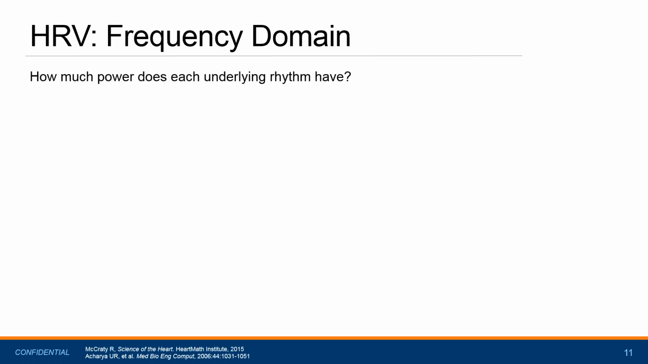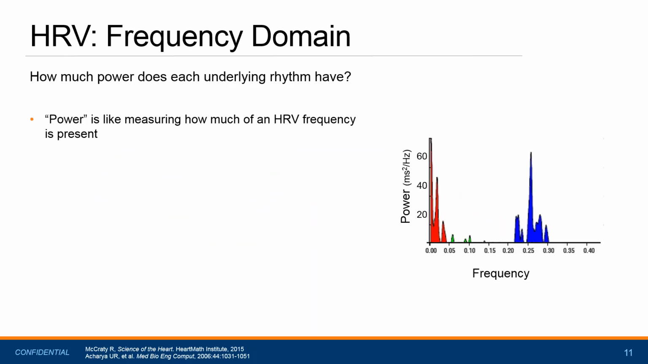So then we have to ask ourselves, how much power does each underlying rhythm have? Now, power is like measuring how much of an HRV frequency is present. So here on the x-axis, we have frequencies. Remember our bins. In red, we have our very low frequency, green is our low frequency, and blue is our high frequency. And on the y-axis, we have power. So how much of these frequencies are present? Here we have a lot of sympathetic activity going on. We also have a lot of parasympathetic activity going on, and we have hardly any balanced activity.